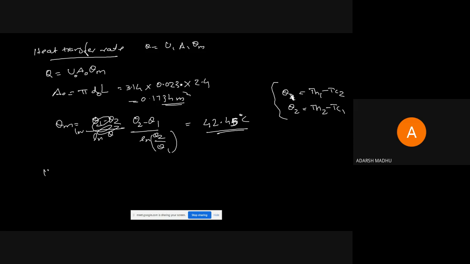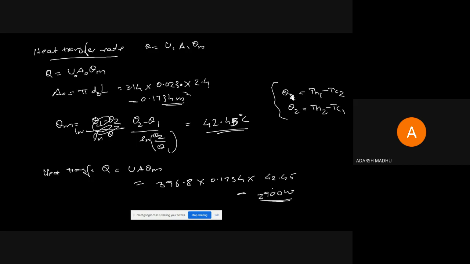The heat transfer Q equals U A theta M. The value of U was 396.8, into area 0.1734, into LMTD theta M, which is 42.45. The result will be in watts, approximately 2900 watt. So that is the particular equation.